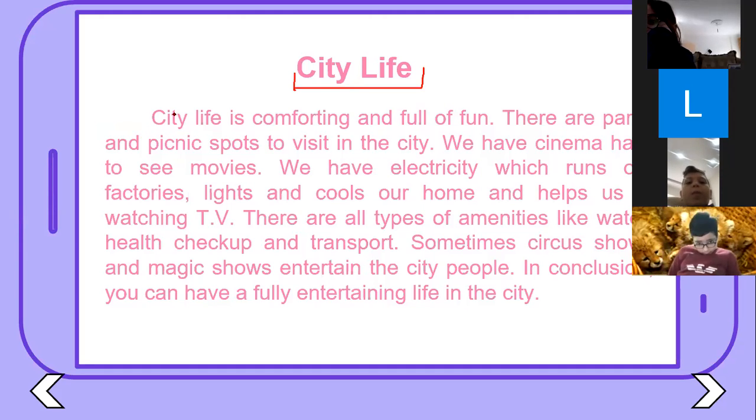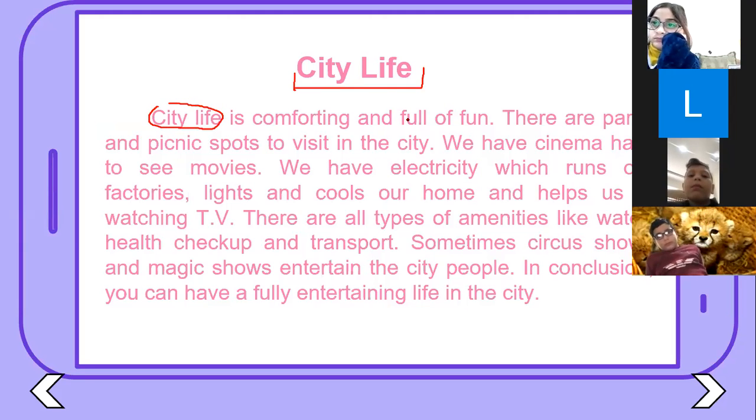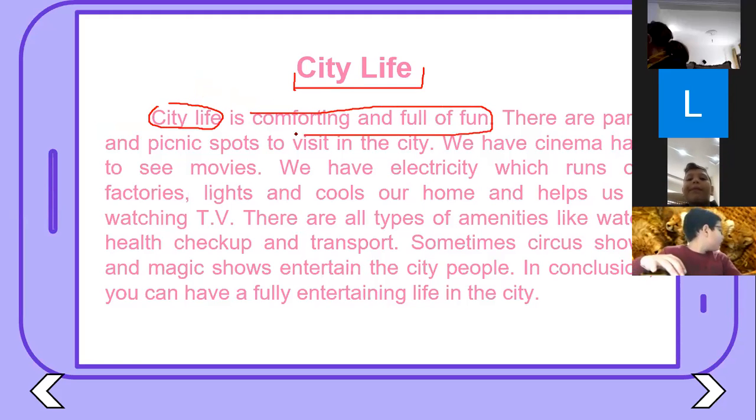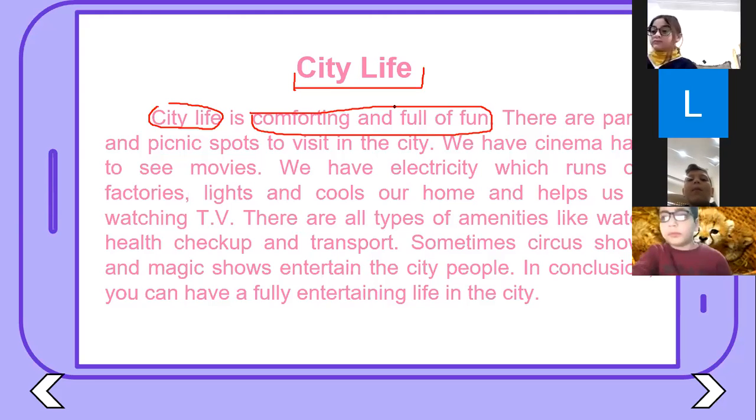Look what I wrote. Since I want to talk about city life, I said, city life is comforting and full of fun. So this sentence shows me that the big topic is city life, and the information I will mention in the supporting sentences is how city life is comforting and full of fun. So now, let's see how city life is comforting and full of fun.